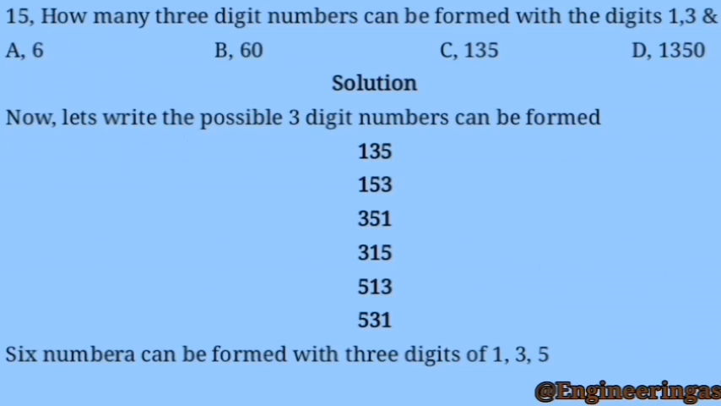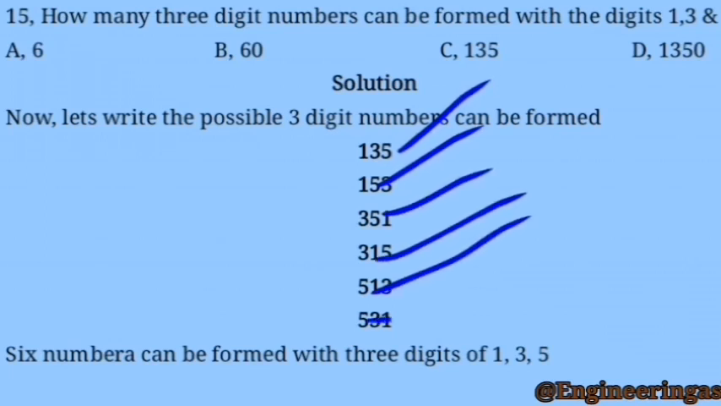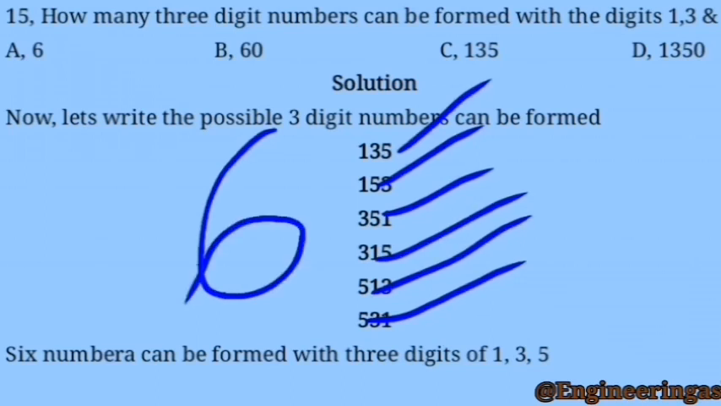Also, 6 numbers can be formed with the 3 digits 1, 3, and 5: 135, 153, 351, 315, 513, and 531. Totally 6 numbers can be formed with digits 1, 3, 5. So the answer will be A.